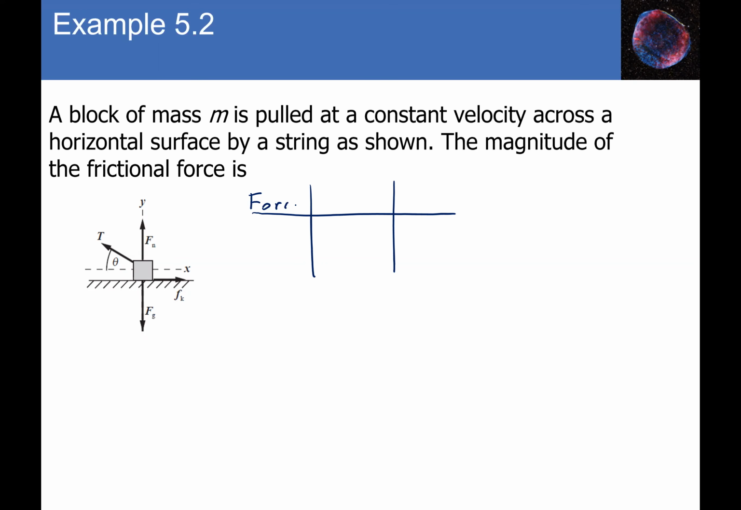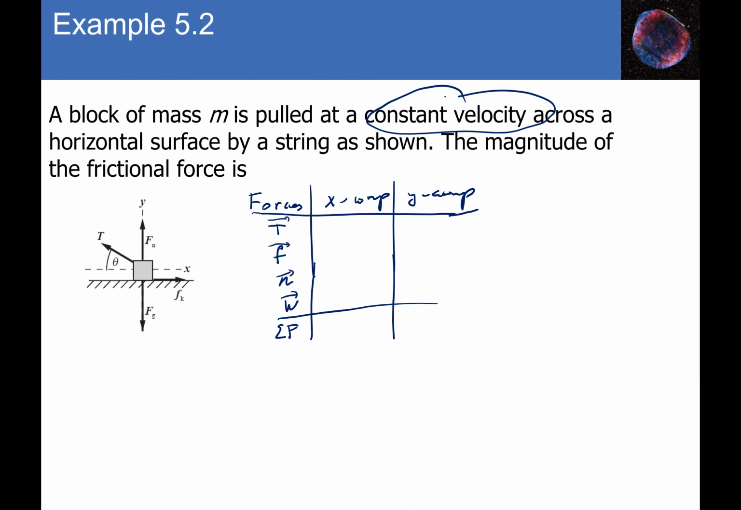The free body diagram is already given to us. So we look at x component, y component. Here's my tension, here's my friction, here's my normal force, here's my weight, and this is net force. So again, I have 4 forces acting on it, and again, I have a constant velocity. It means right away I know the net force is 0, 0.